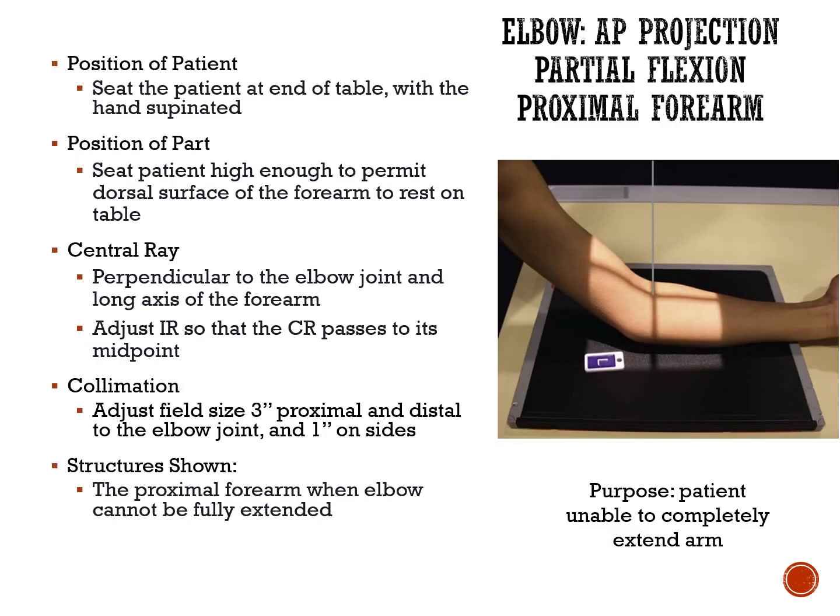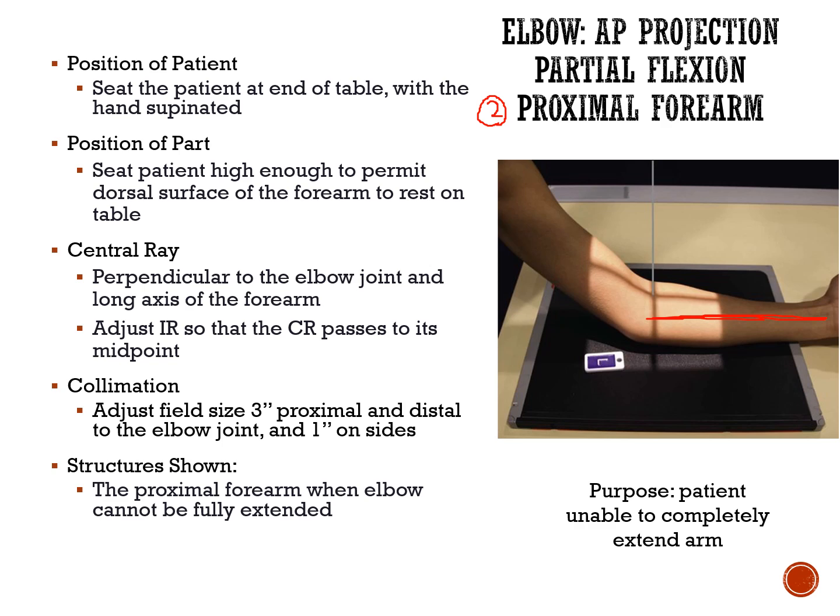On the partial flexion, which is the second view, we're going to do the proximal forearm. So this time the proximal forearm's on the image receptor. The patient may have to stand in order for this one to be performed, but we're going to perform it so that we're perpendicular to the elbow joint and the long axis of the forearm. We're going to make sure that the central ray passes through its midpoint. We want to still have 3 inches proximal and distal to the elbow joint and 1 inch on the sides. And we're looking here at the proximal forearm when the elbow cannot be fully extended.